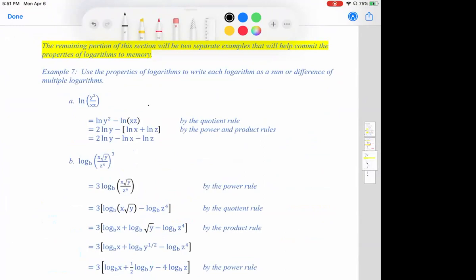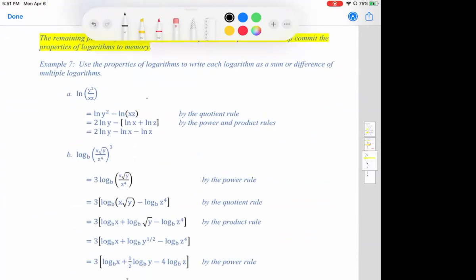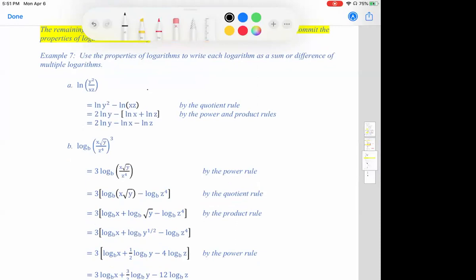Let's take a look at example 7. Use the properties of logarithms to write each logarithm as a sum or a difference of multiple logarithms. Okay, so it's asking us to expand as much as possible. Whenever we see division, we think subtraction. So to write this as subtraction using 2 logs, I'm going to subtract the top minus the bottom. So we have that here, ln of y squared minus ln of x times z.